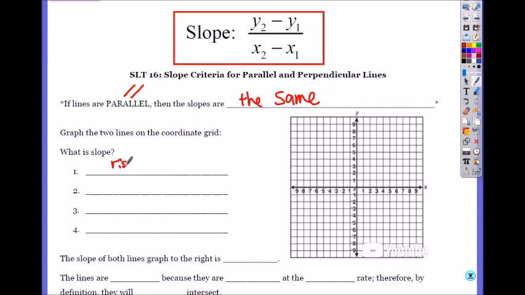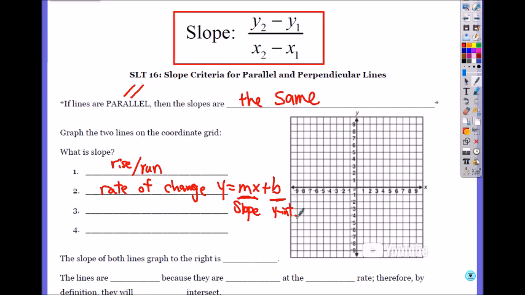Rise over run. Good. We also call it what? Rate of change. Remember that? If you have a linear function y equals mx plus b, what's the slope? m. What is b? The y-intercept, right? This is the slope, rate of change, and this is the y-intercept, your initial value, and so on.